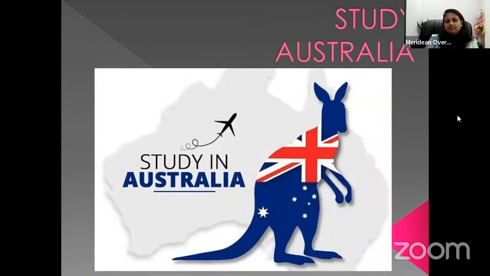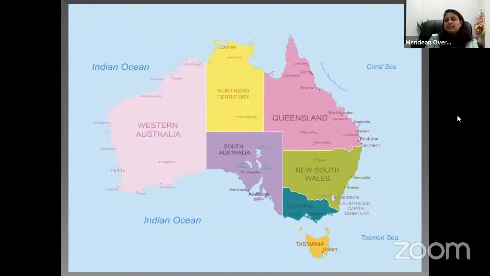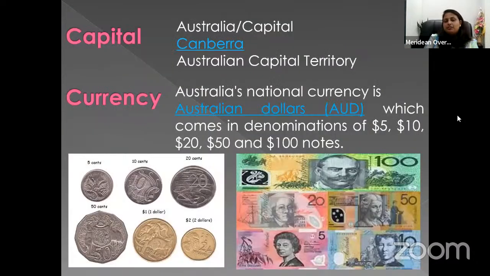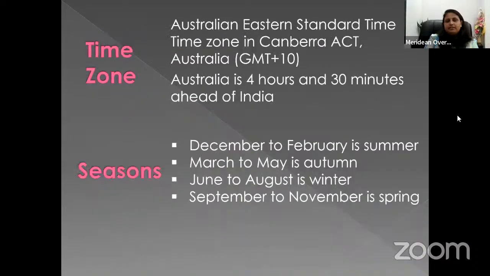Why study in Australia? Australia is divided into 6 major regions: Western Australia, Northern Territory, South Australia, Queensland, New South Wales, and Victoria. The capital of Australia is Canberra. The currency is AUD, the Australian dollar. Australia is 4.5 hours ahead of India, and it follows GMT plus 10.